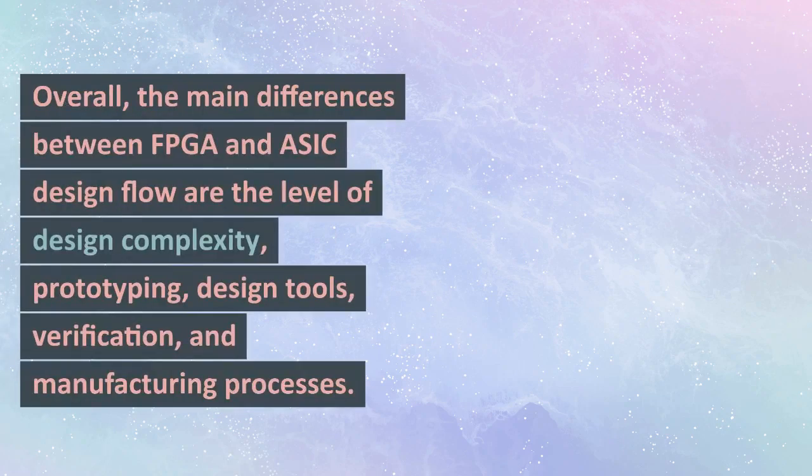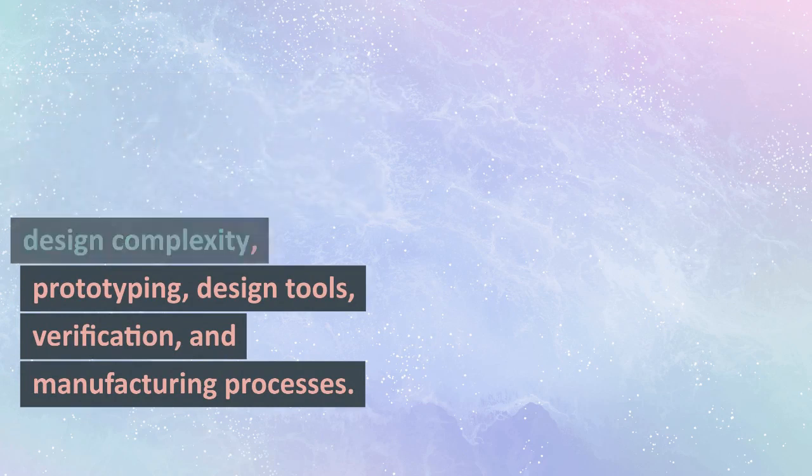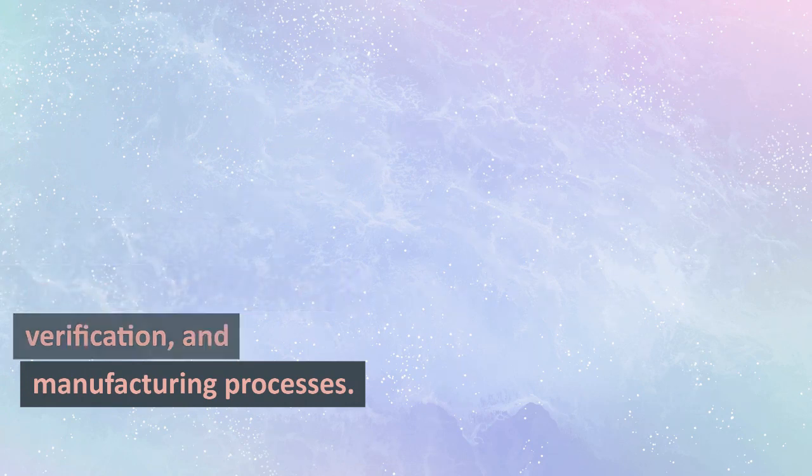Overall, the main differences between FPGA and ASIC design flow are the level of design complexity, prototyping, design tools, verification, and manufacturing processes.